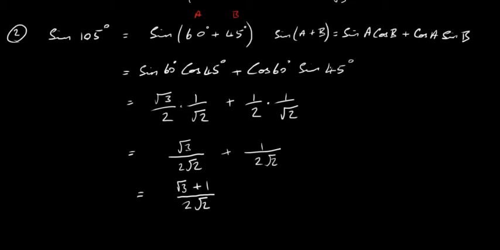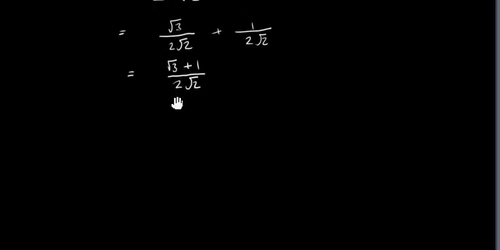Okay, let's try another one. So number 3 here. Let's look at the cosine of 240 degrees. So that's going to be equal to, let's see what we can do here, the cosine of, I'm thinking 180 degrees plus, that would be 60 degrees. So 180 plus 60. Now this really again is the cosine of A plus B.